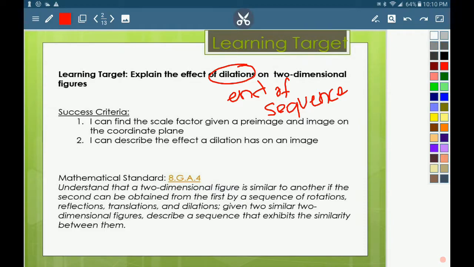to then becoming similar. Our success criteria for this is going to be first to find the scale factor for a given pre-image, an image on the coordinate plane, and then we're going to do lots and lots of describing, okay, the effect of a dilation on the image. And we're also going to add on the other rigid motions. So not only are we going to be describing the dilations, but we're going to add the other rigid motions as well. Remember, when I say rigid motions, those are the ones that don't change the size. So translations, reflections, and rotations.